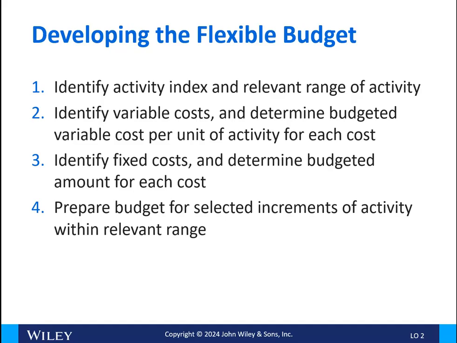When we develop a flexible budget, we're going to identify the activity index and relevant range of activity, identify variable costs and determine a budgeted variable cost per unit of activity for each cost, identify fixed costs and determine a budgeted amount for each cost. So these are things that we've seen in previous chapters. What's the activity, what's the driver of our costs, what's our relevant range. So we're not going to have an infinite number of budgets or flexible budgets. We're going to have a relevant range that makes sense. And then break out what's variable and what's fixed. And then prepare a budget for selected increments of activity within that relevant range.